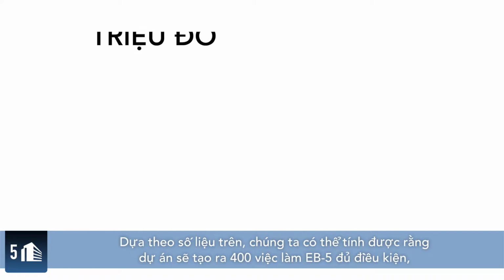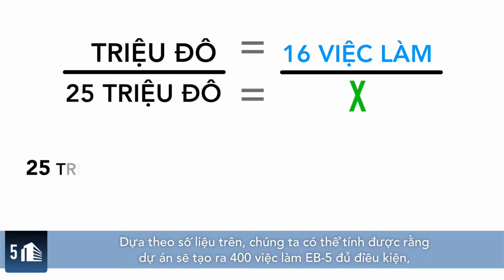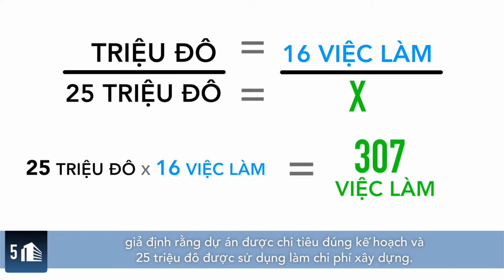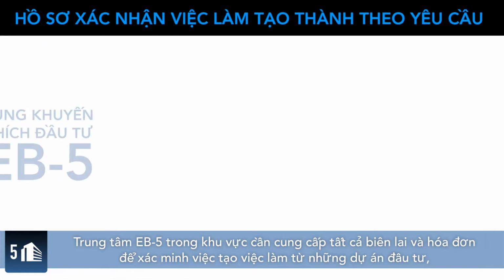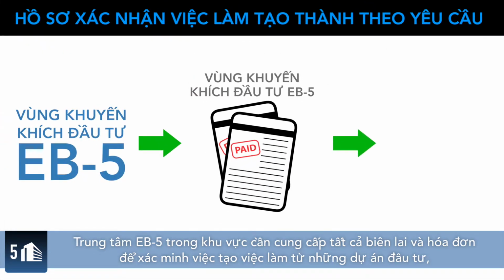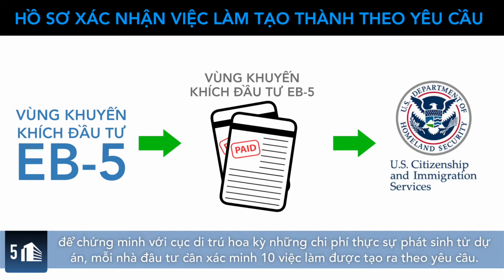Given these figures, we can estimate the project will create 400 EB5 eligible jobs, assuming the project stays on budget and spends the $25 million on hard construction costs. This same framework is applied for hotel revenues once hotel operations have stabilized. For verification of projected job creation, the regional center provides receipts and invoices which must show the USCIS that the projected expenditures actually took place, so that each investor is credited with his or her 10 required jobs.